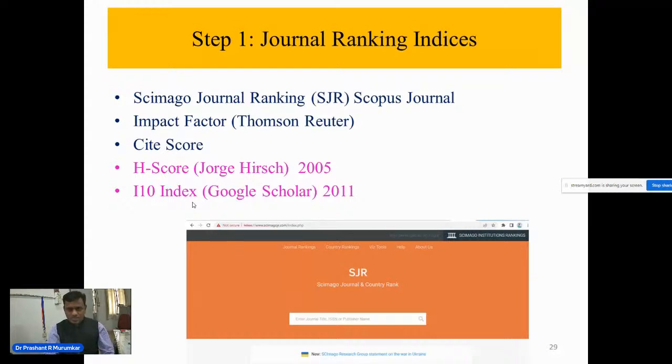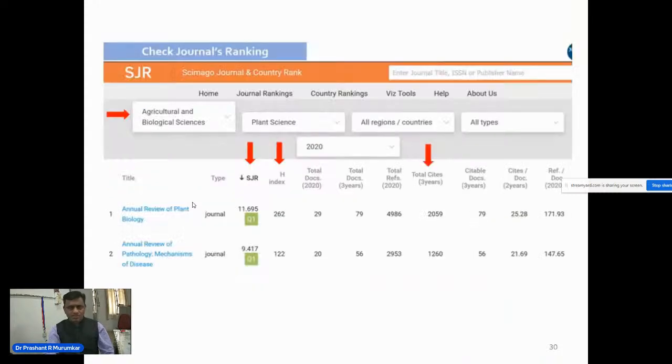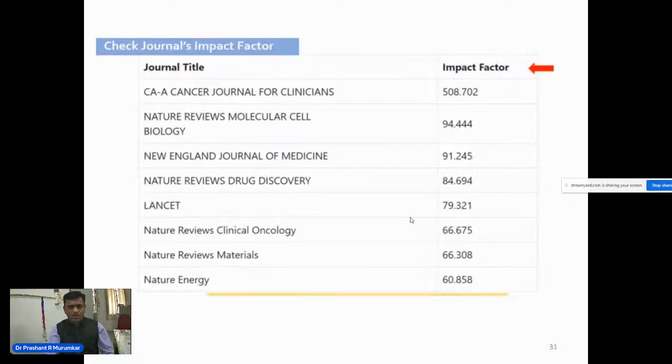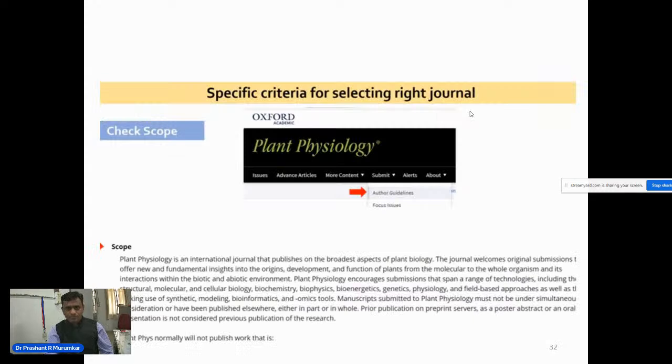Then there is the Eigenfactor score, the SNIP score, the h-index. There are different indices which can be considered. So you will find that this is the SJR which is indicated here, this is the h-index which is indicated for that, and the total citations for that journal are indicated here. So you can see the journal ranking on the basis of SJR, h-index, and total citations. You can easily find it out by using SJR, right? Then this is nothing but the list of impact factors. So Thomson Reuters publishes the impact factor every year, and you can easily identify the impact factor of a particular journal and which are the high impact factor journals. So this CA: A Cancer Journal for Clinicians has more than 500 impact factor.